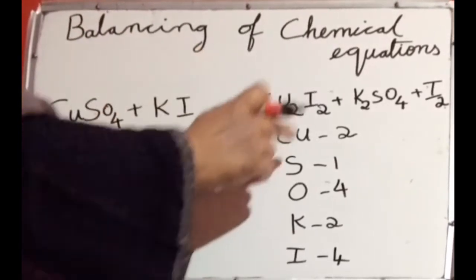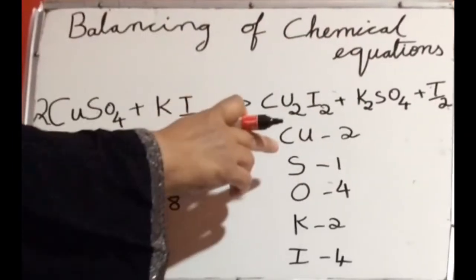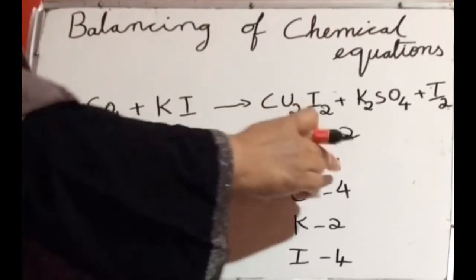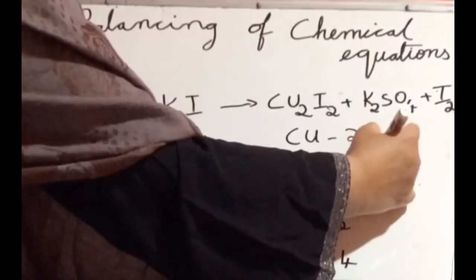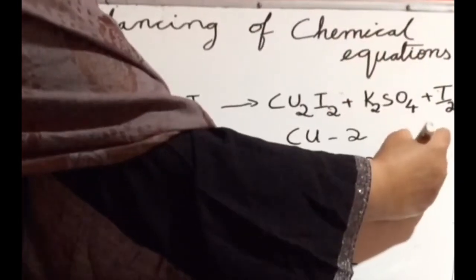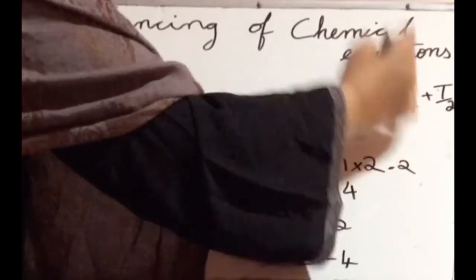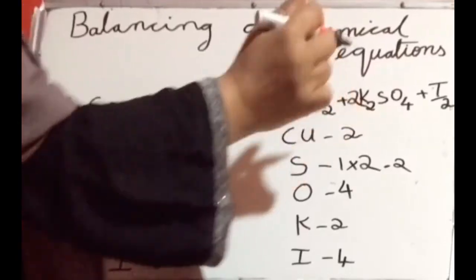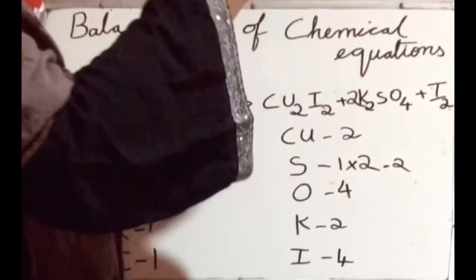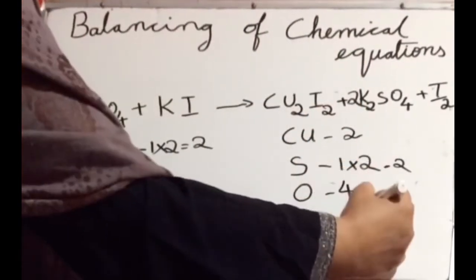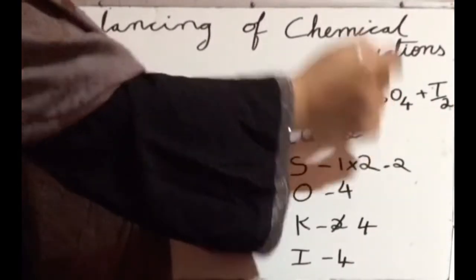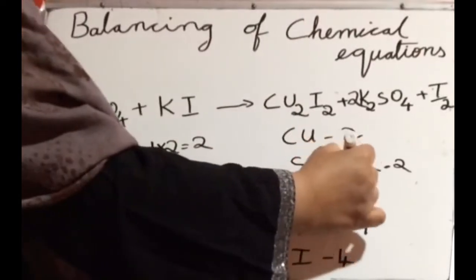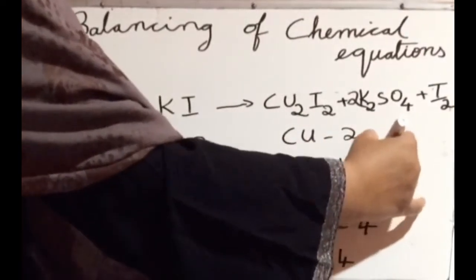Next, let's see sulfur here. What about sulfur here? It is 1. Here it is 2. So what I have to do? I have to multiply this into 2. That is equal to 2. So I put here 2 sulfur. So when I put here 2 sulfur, what happens to potassium? Potassium becomes 2 into 2, 4. So I'll strike this 2 and I make it as 4. What about oxygen? 4 2s are 8. So I'll strike this 4 and it becomes 8.